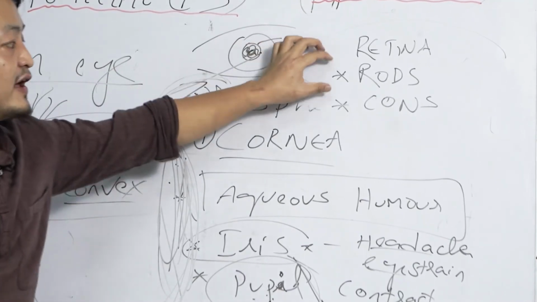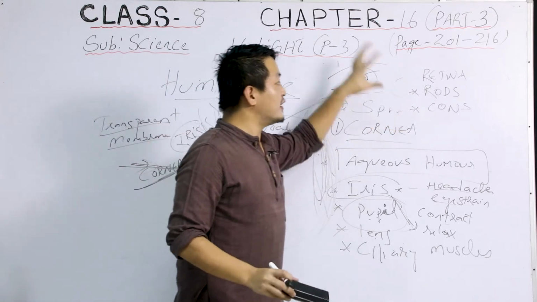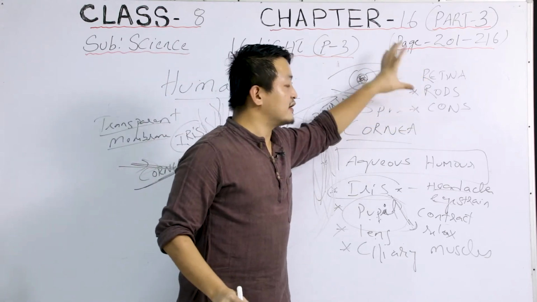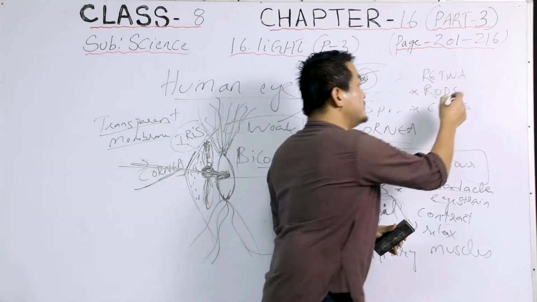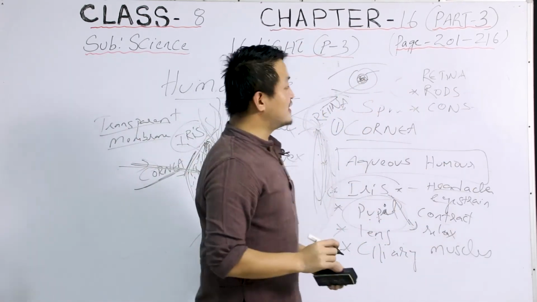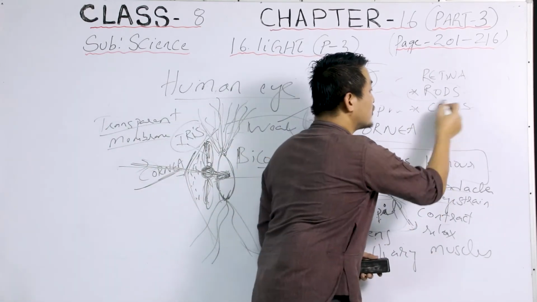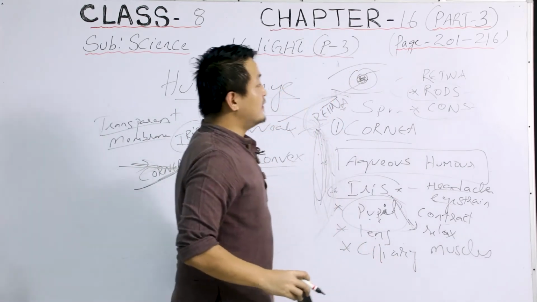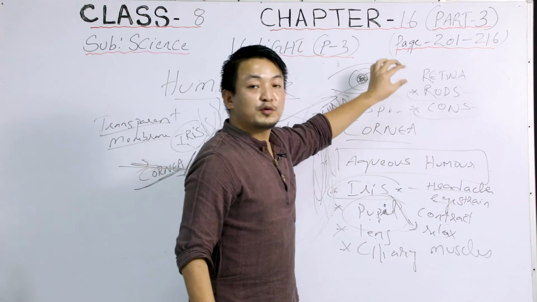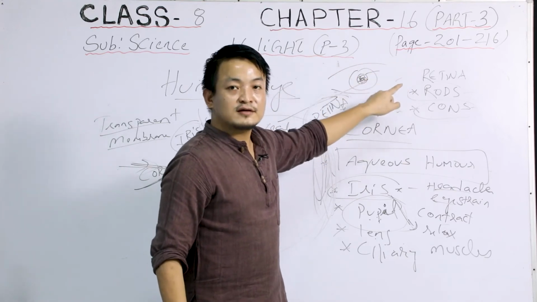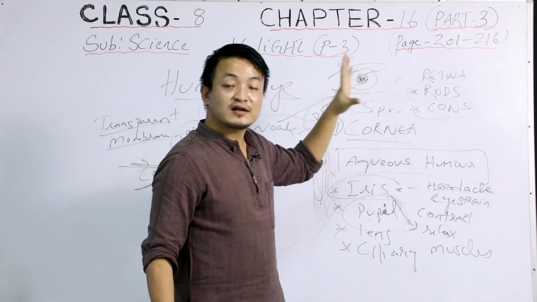These rods and cones are sensitive cells, and inside the retina we have millions of rods and cone cells. And what is the role of these rods? What is the role of these cones? See, these rods respond to the intensity of light, and these cones respond to the intensity of color.